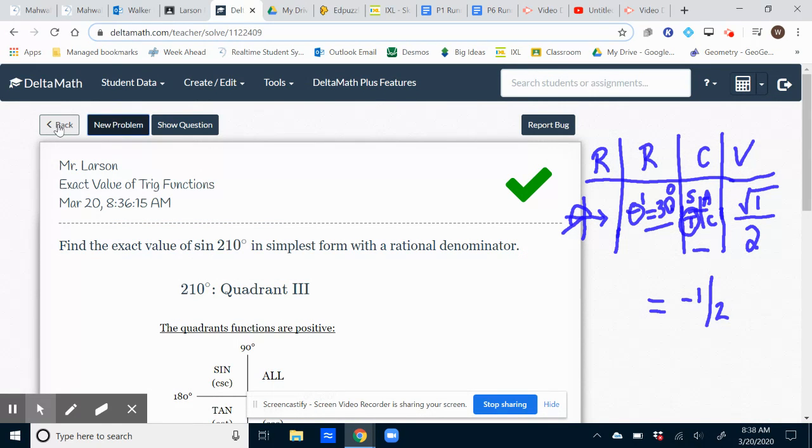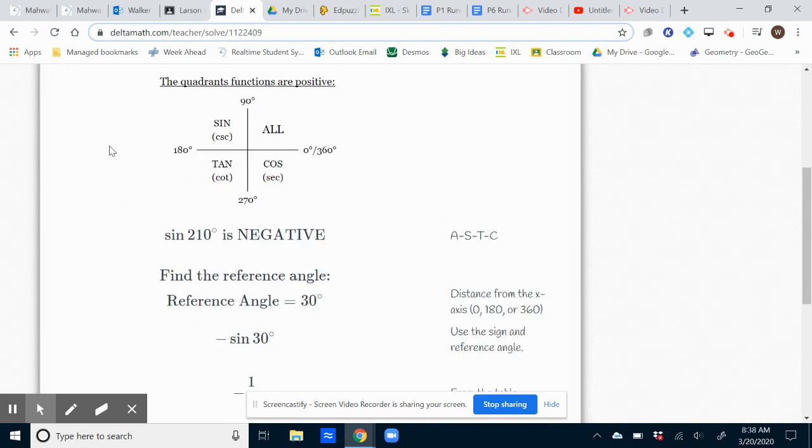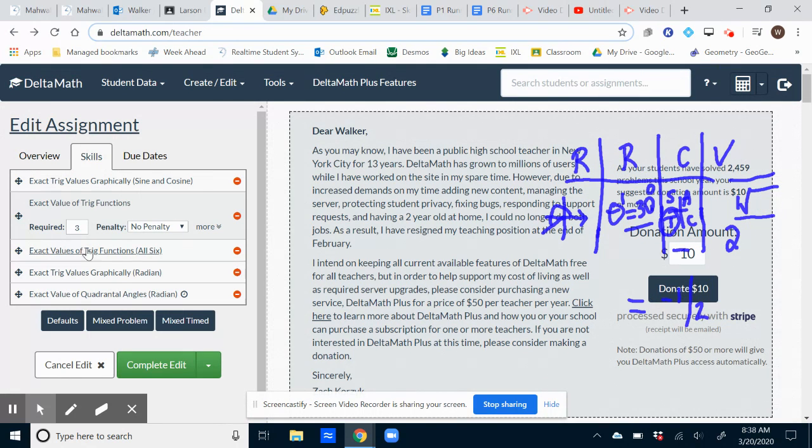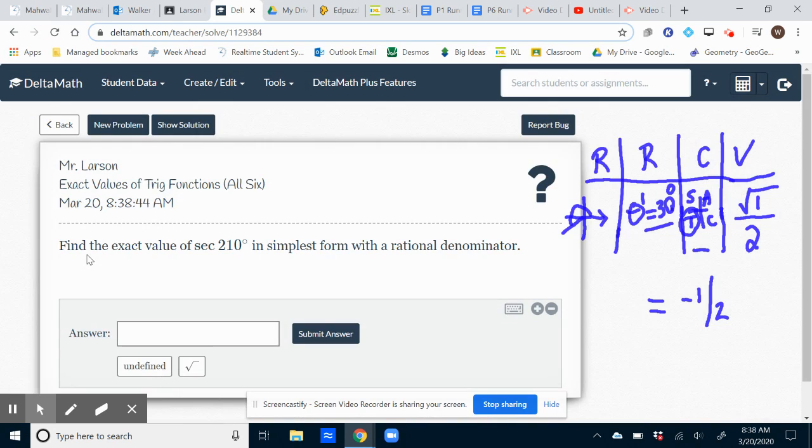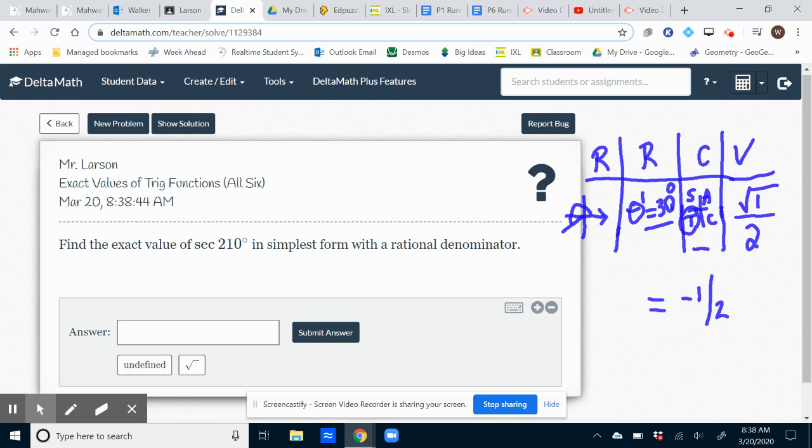Okay, now I just want to go back and look at the other. We'll look at one more. So the next one in this section, perfect. Secant of 210. So I'm glad this one came up with 210 because we already have the first R done for that. The second R will be the same since it's the same angle.